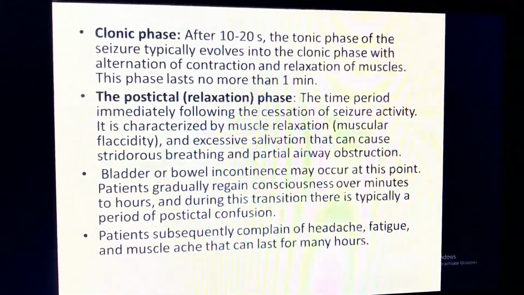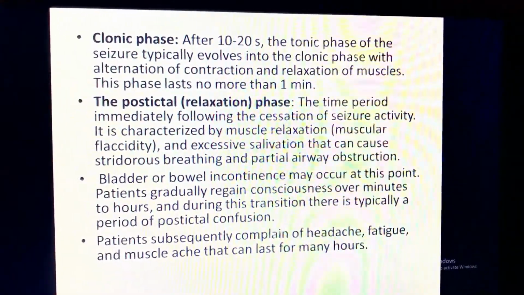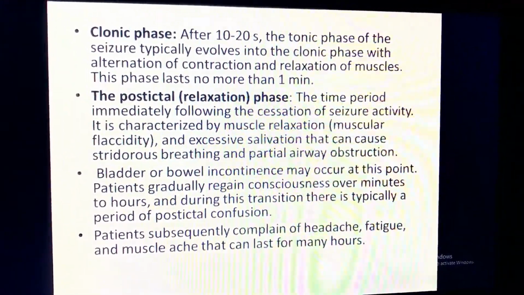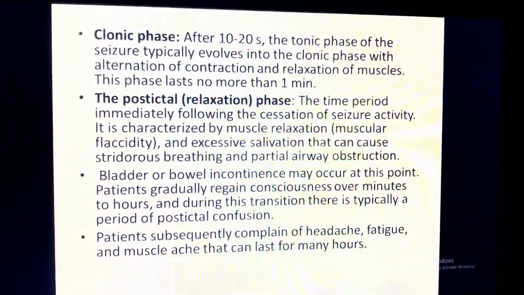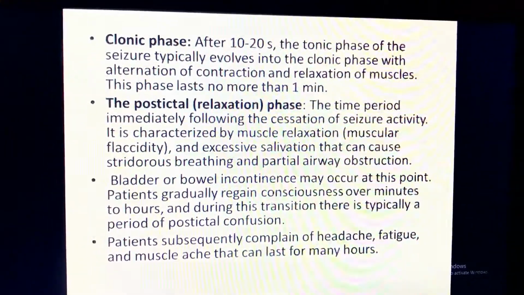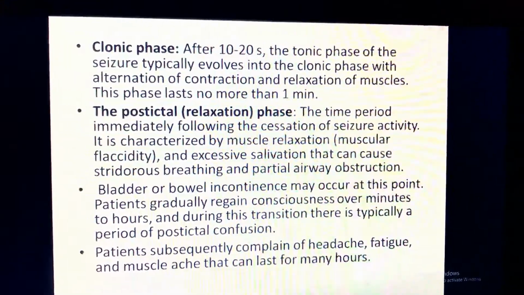There's a bladder and bowel incontinence that may occur, and then after, they can complain of headache, fatigue, and muscle aches that can last for many hours.